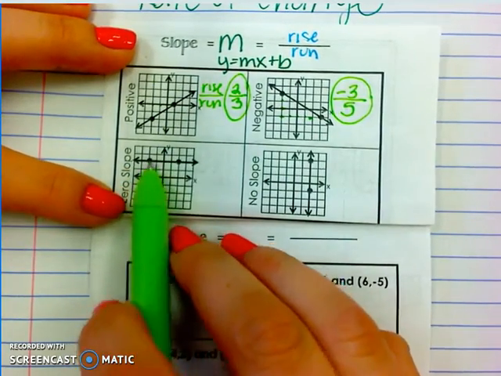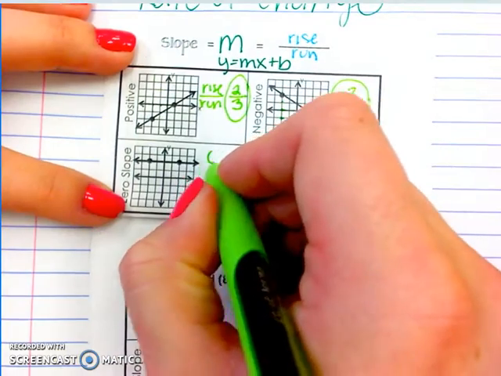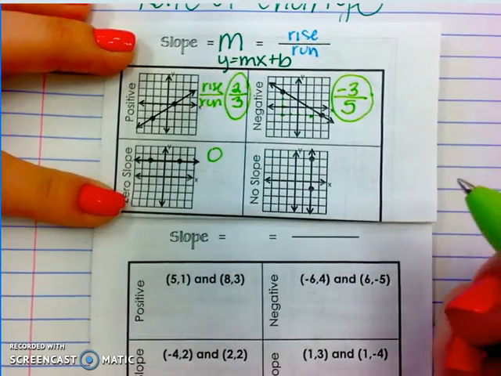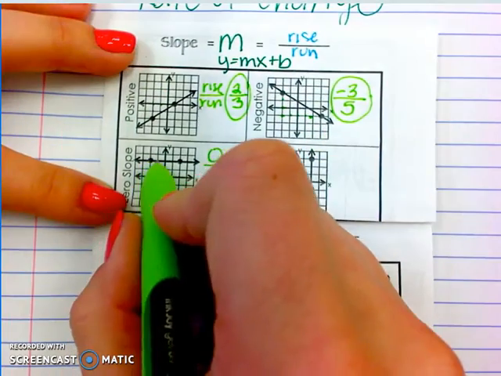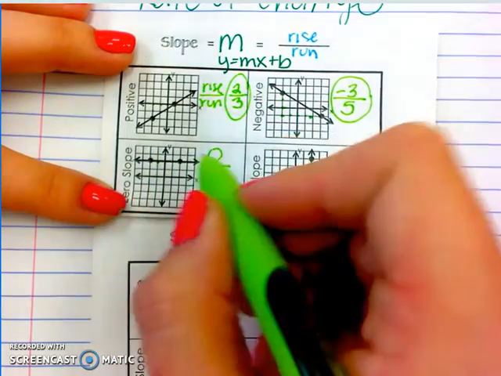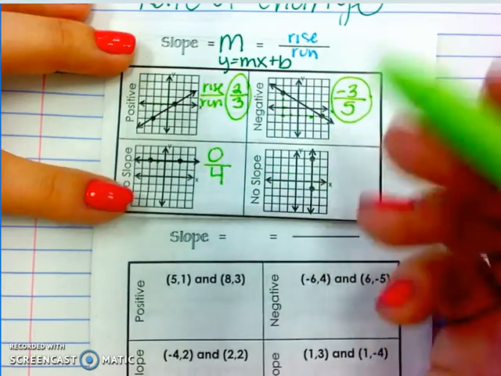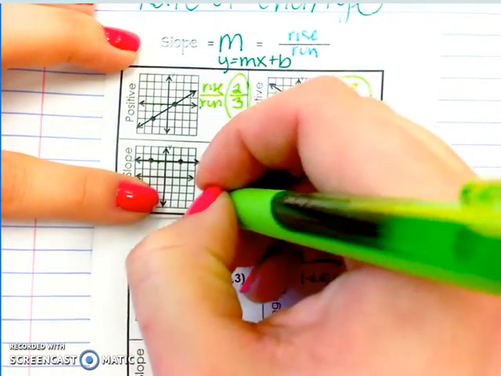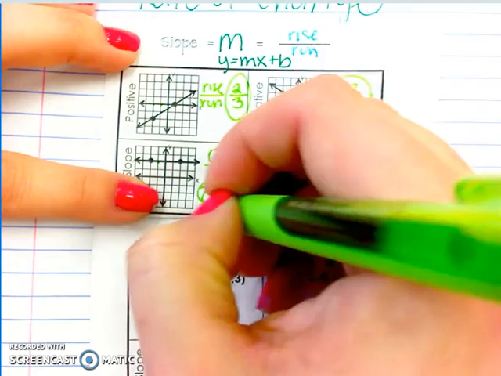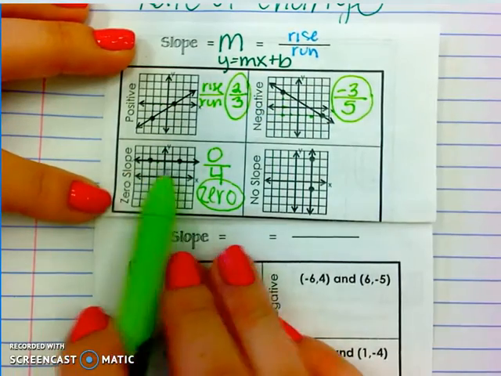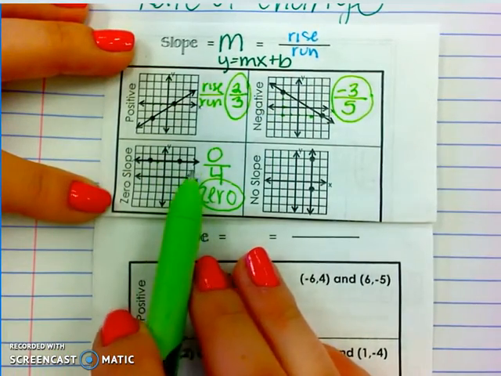Now here, from point to point, I do not rise up or go down any, but from point to point, I'm going right 1, 2, 3, 4. 0 divided by 4, you know that that should be 0. That is a 0 slope. All horizontal lines will have a 0 slope.